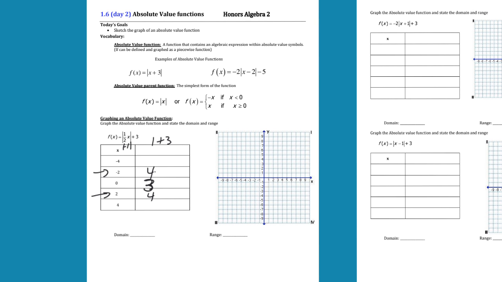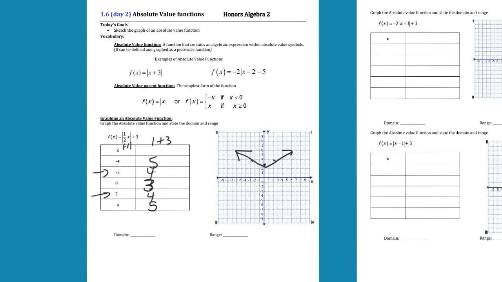Okay, we're going to get a V, so let's plug in these values. If you plug in 4, half of 4 is 2, the absolute value of 2 is 2, and 2 and 3 make 5. Half times -4 is -2, absolute value is 2. Add 3, you get 5. So when you graph these values, you're going to get a V.